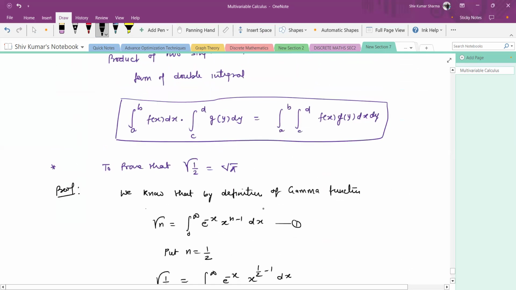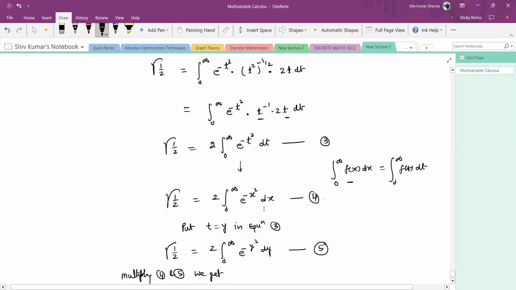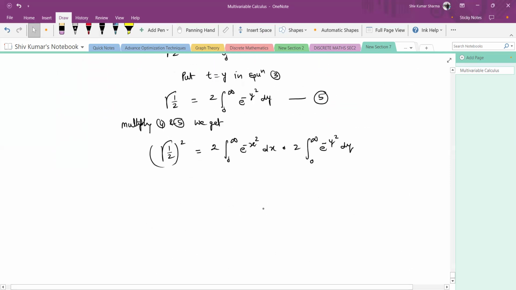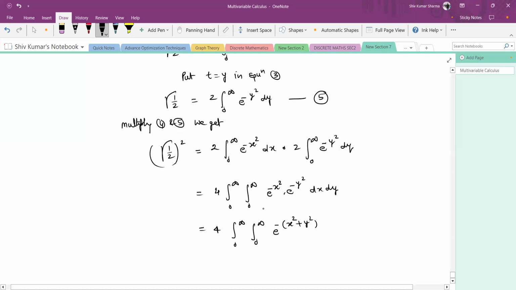When we do the product of two integrals, we write it in the double integral form. So you can write this as 2 to the power 2, that is 4, into the integral 0 to infinity, integral 0 to infinity, of e raised to the power minus x square into e raised to the power minus y square, dx into dy. So this equals 4 into the double integral of e raised to the power minus (x square plus y square). The base is the same, so we can add the powers. So we write dx into dy. Here the LHS is gamma 1 by 2 to the whole square.